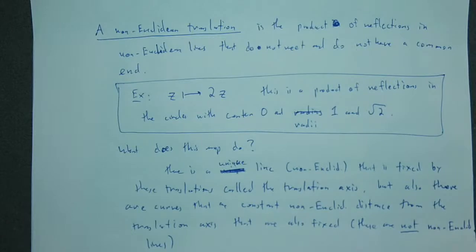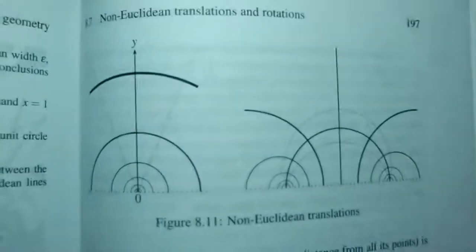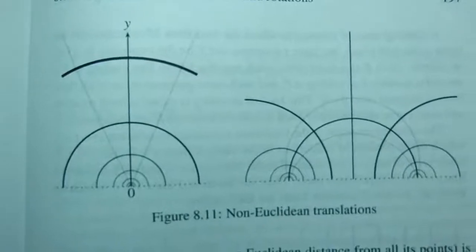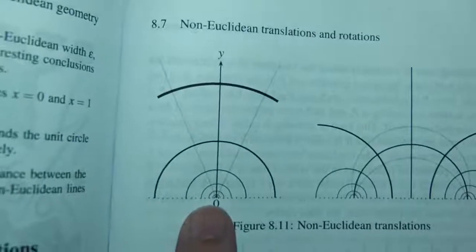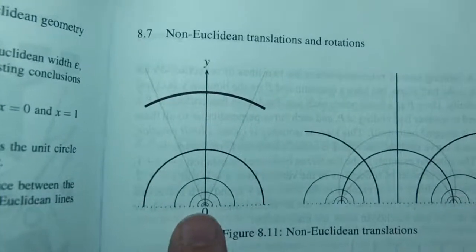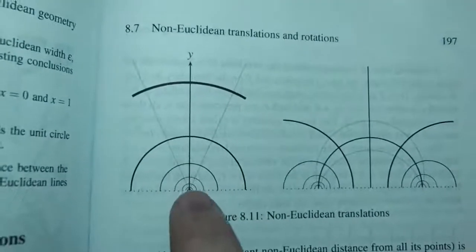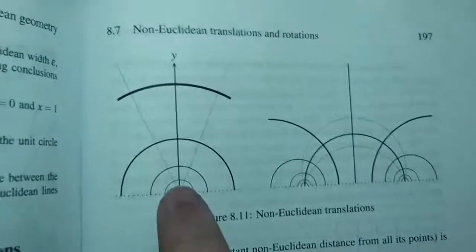So to see what this picture looks like, I'm going to show you these two pictures. Now, what are these two pictures showing you? Well, in this picture, this is what happens when my translation axis is vertical. So we'll take my translation axis being this line here, the y-axis.